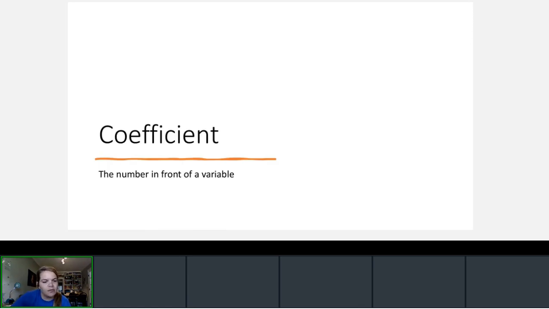When we say coefficient, we're talking about the number that's in front of a variable. So for instance, if I had 3x, my coefficient would be 3, okay? And sometimes we call that a leading coefficient.